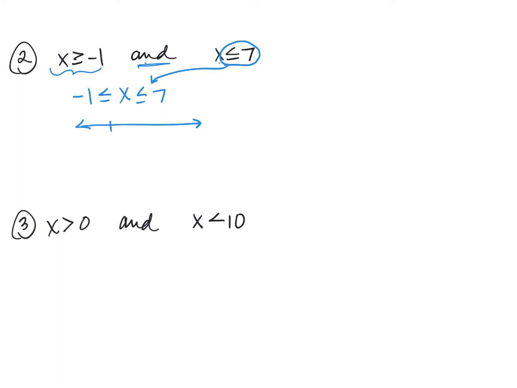Now if I graphed this, it would look like this. Lower number is -1, higher is 7. I'm going to close the circles because these are or equal to lines, and I'm going to shade between. So we say x lies between -1 and 7.